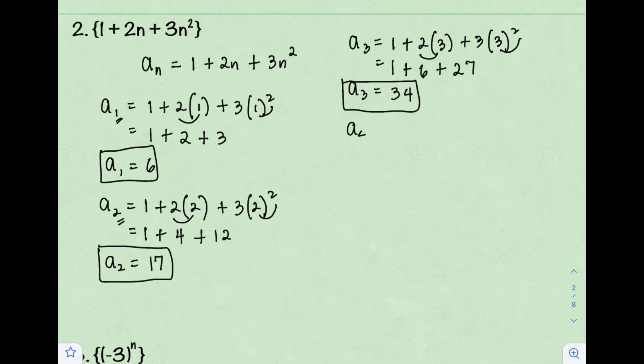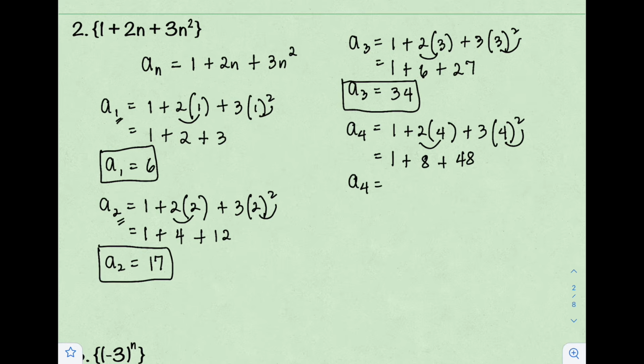Next, fourth term. So, ang n natin this time is equals to 4. So, substitute natin yan doon. We have 1 plus 2n, which is 4, plus 3 times n squared. So, simplify. 1 plus 2 times 4, this is 8, plus 4 squared, that is 16 times 3, this is 48. Okay, so ang fourth term natin, we have 1 plus 8 plus 48. This is 57.